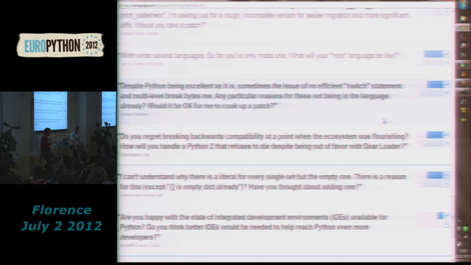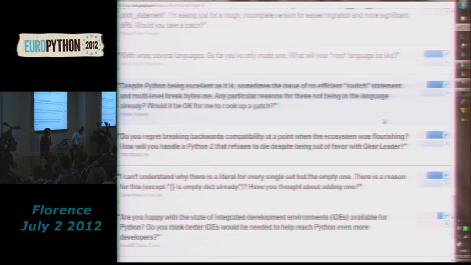Yeah, wise decision. Despite Python being excellent as it is, sometimes the issue of no efficient switch statement and multi-level break bites me. Any particular reasons for these not being in the language already? Would it be okay for me to cook up a patch? Oh, again, that over-eager patch offer.